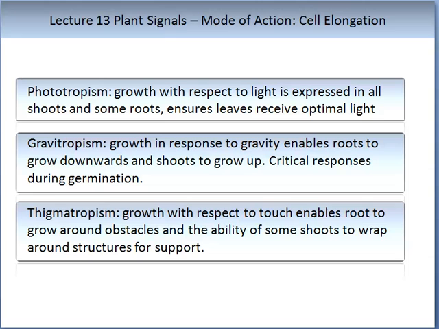3 plant tropisms. Phototropism, which is growth with respect to light, is expressed in all of the shoots and roots. It ensures that leaves receive optimal light. Gravitropism is growth in response to gravity. This enables roots to grow downwards and shoots to grow up. It is a critical response during germination. Thigmotropism is where growth with respect to touch enables roots to grow around obstacles and the ability of some shoots to wrap around structures for support.